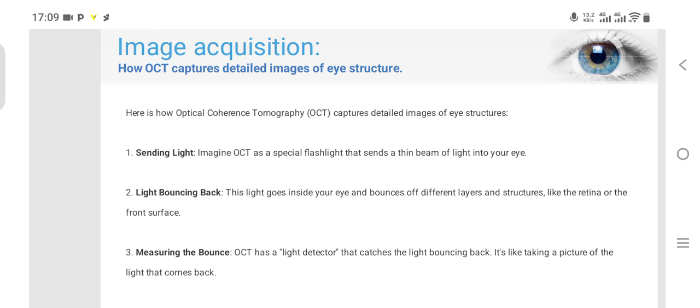Then when you talk about image acquisition, how OCT captures detailed images of the eye structure. Sending light. Imagine OCT as a special light that sends a beam of light into your eye. The light goes inside your eye and bounces off different layers and structures like the retina or the front surface. Then measuring the bounce, OCT has a light detector that catches the light bouncing back. It's like taking a picture of the light that comes back.